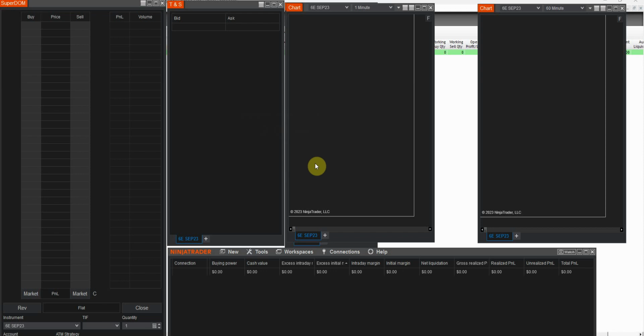What is up, traders? I've just bought a 25k Apex trading account and I'm about to have a play around on the Euro market. That one is 6E. It's the September contract, and we're going to have a look at the SuperDOM, Time and Sales, and a couple of charts as well. First things first, I'm going to connect the account and see what happens.